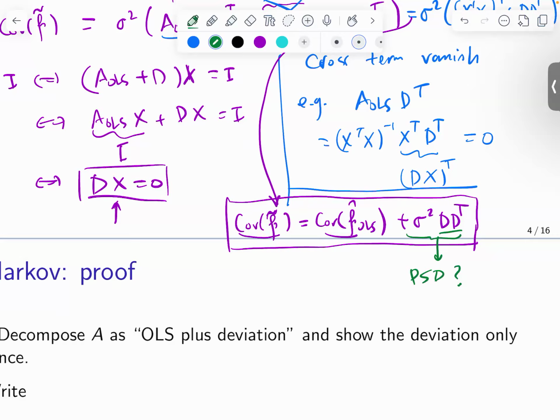You can use the definition of positive semi-definiteness. The definition is saying X transpose D transpose X has to be non-negative for all X. Is that true? X being a vector of the corresponding dimension. Yes. How should I write it as a norm?